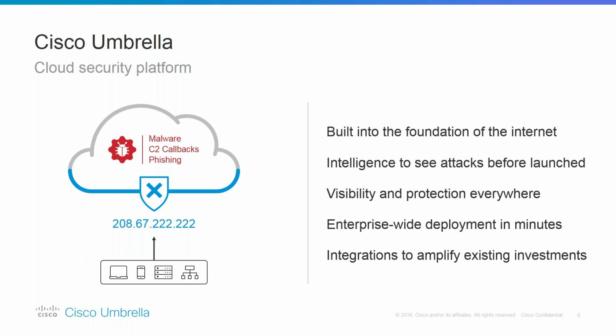Yeah, it's built into the foundation of the internet. There's intelligence to see attacks before they're launched within Talos and all the back-end infrastructure that works behind Umbrella to keep you safe. You have visibility and protection everywhere. Enterprise deployments within minutes. I mean, the simplest form is to point your DNS to Umbrella, job done. So it's very, very straightforward.